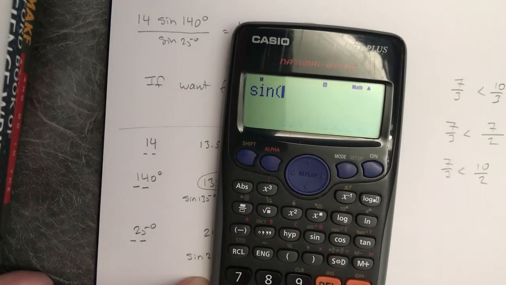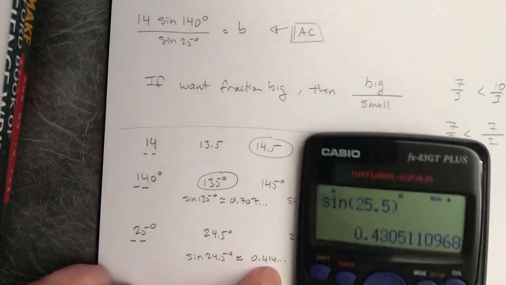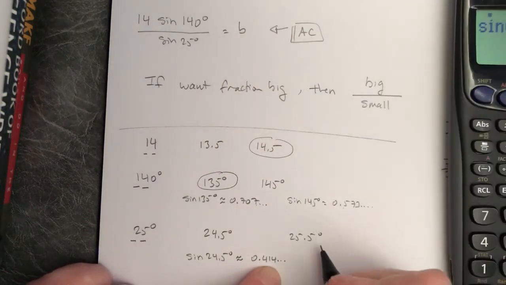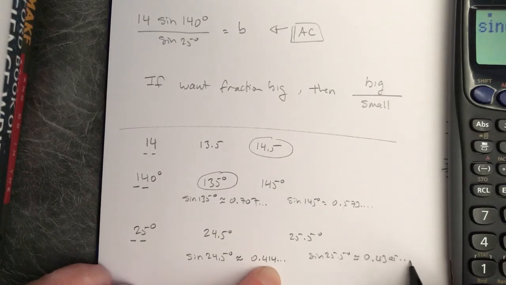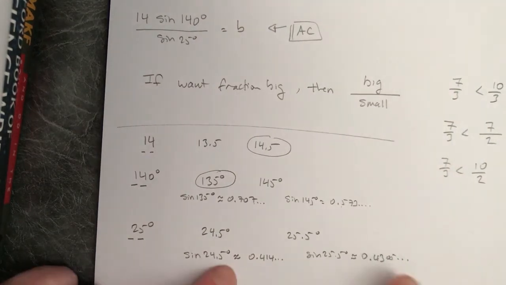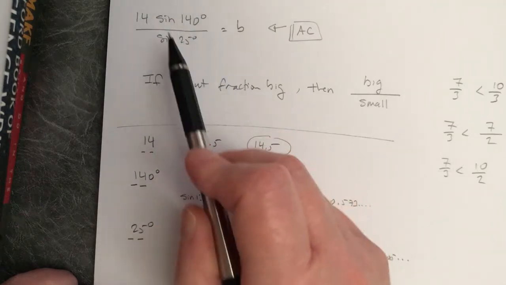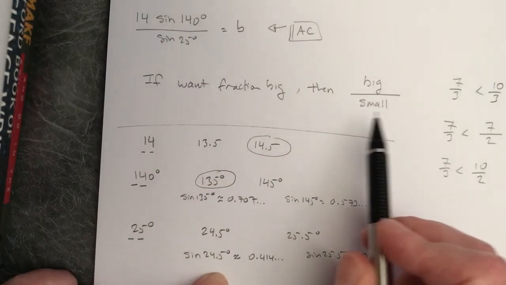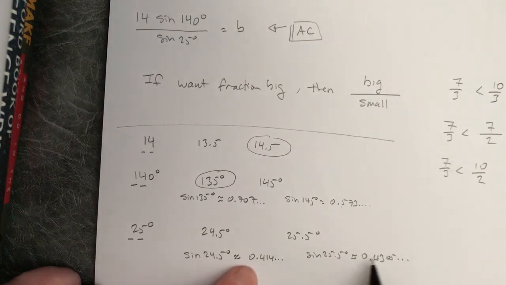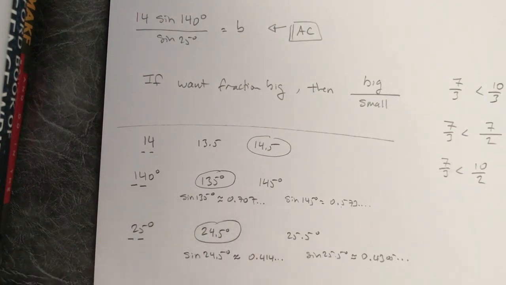And if I do the sine of 25.5, that's approximately 0.4305. That's enough that I can see the difference there. Okay, so do I want the small one or the big one? Well, the sine of 25, that's in my denominator, and if I'm trying to maximize the fraction, I need that to be small. So the smaller of these two ratios happens when I use 24.5 degrees.